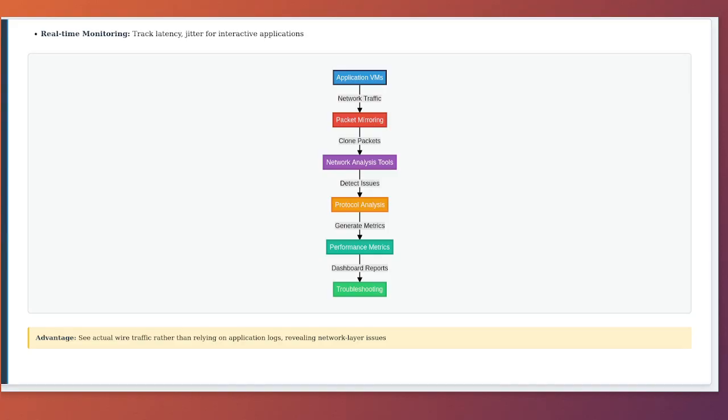For real-time interactive applications like voice over IP or remote desktop connections, packet mirroring is especially valuable. These applications are sensitive to network jitter, packet loss, and latency. By analyzing mirrored traffic in real time, network engineers can identify issues affecting user experience, such as excessive packet resends, out-of-order delivery, or connection instability. This level of analysis isn't possible with simple flow logs that only show that a connection existed, not how well it performed.